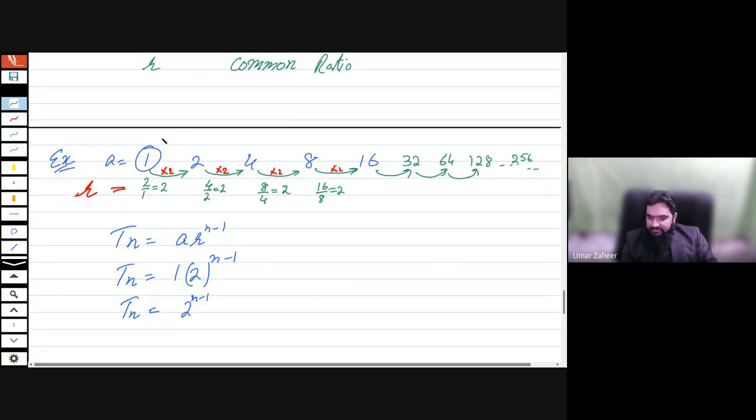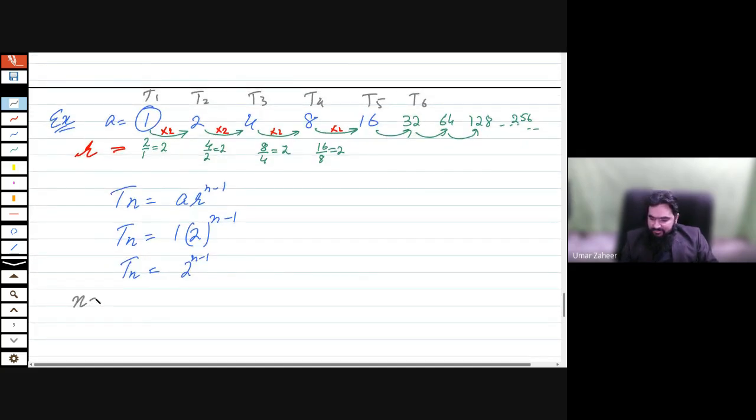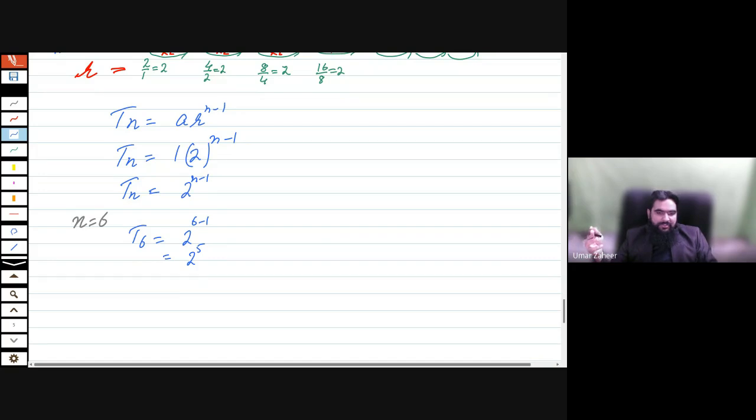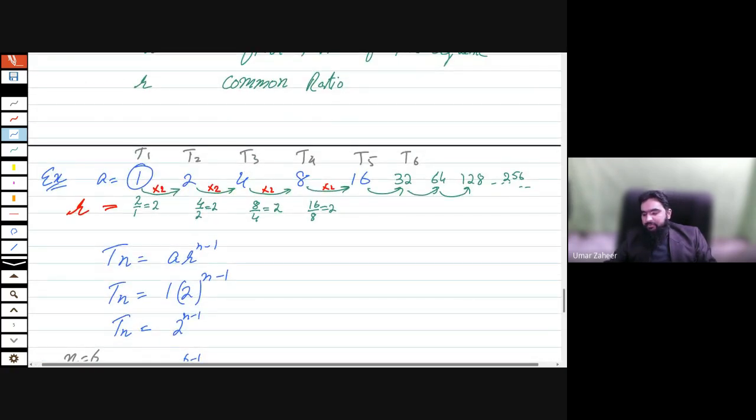Let's say this is your first term, the second term, the third term, the fourth, the fifth, sixth. Let's see how to check the sixth term. N is equal to 6. I'm just going to verify that I'm getting the right answer or not. So T6 is equal to 2 power 6 minus 1. That will be 2 power 5. 2 times 2 is 4, 4 times 2 is 8, 16, and 32. Yes, the sixth term is 32.